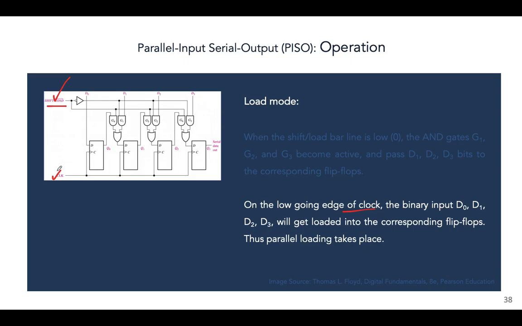So now loading has been completed. You can see D0, D1, D2, D3, the 4 bits of your data, have been loaded into the flip-flops, and that loading was done in parallel, simultaneously. All of them were entered into the corresponding flip-flops of the register at the same time. And now it's time to actually perform the second part of the operation.